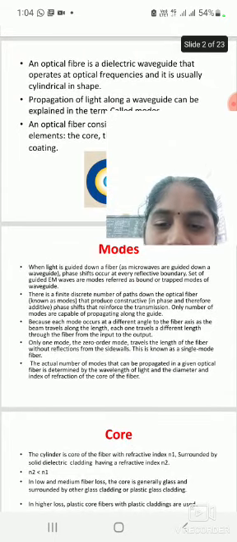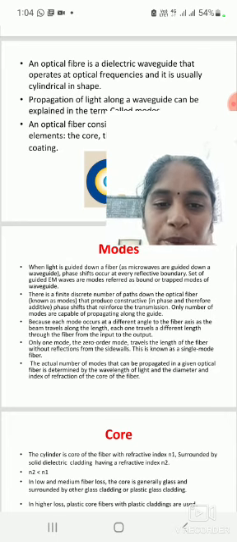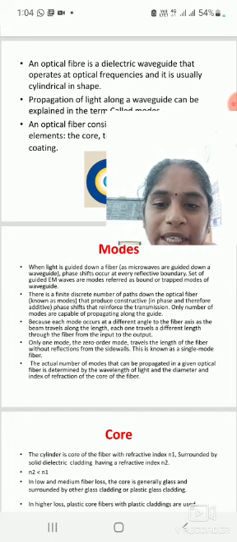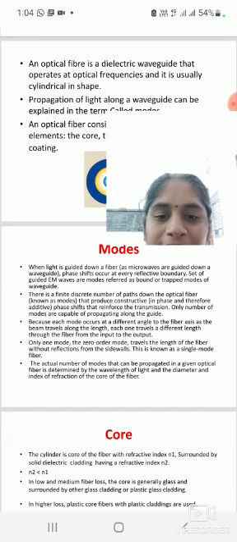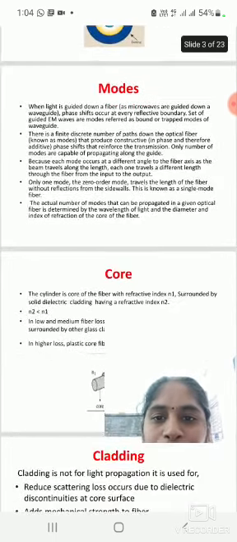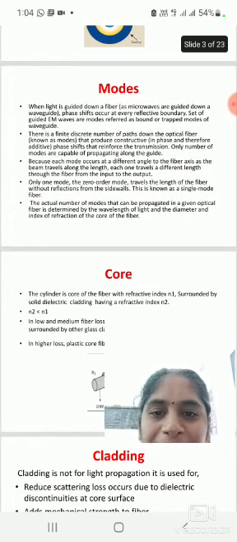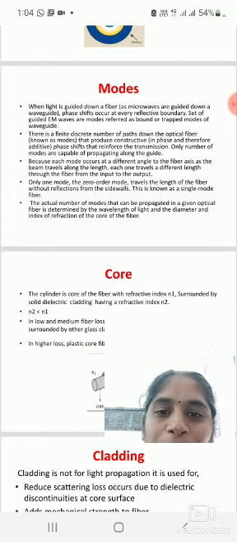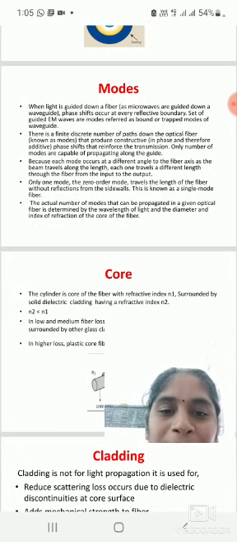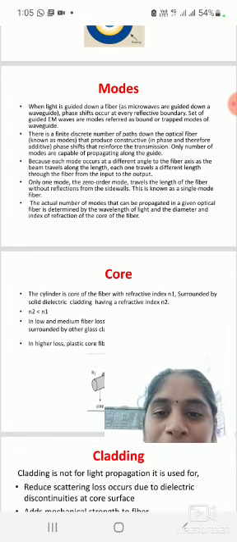Let us see about the modes. When light is guided down a fiber, phase shifts occur at every reflective boundary. The set of guided EM waves, or modes, are referred to as bound or trapped modes of the waveguide. There is a finite discrete number of paths down the optical fiber that produce constructive phase shift that reinforce the transmission. Only a number of modes are capable of propagating along the guide, because each mode occurs at a different angle to the fiber axis as the beam travels along the length.